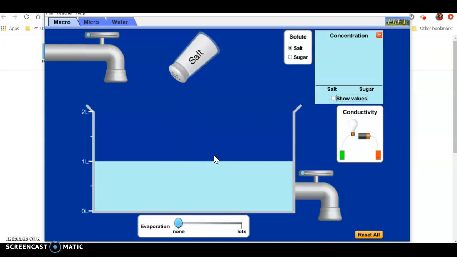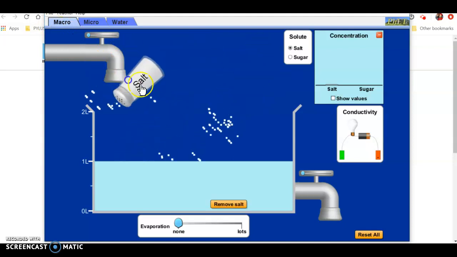So if you flip the page to where it says part two, it gives you some information that you might have to reference about formulas of different compounds, molar masses, and solubilities. You go to the next part and it says macro tab. This is the macro tab up here. This is the micro, and this is the water. So part A on the micro tab, shake some salt into the water.